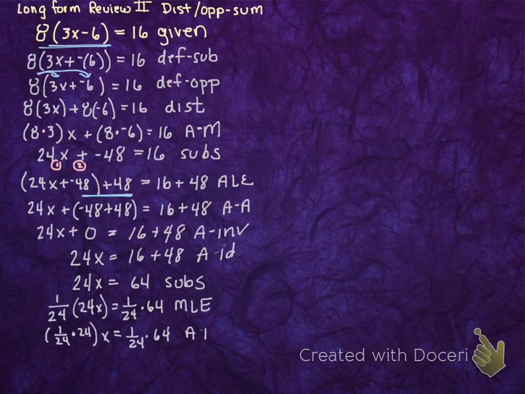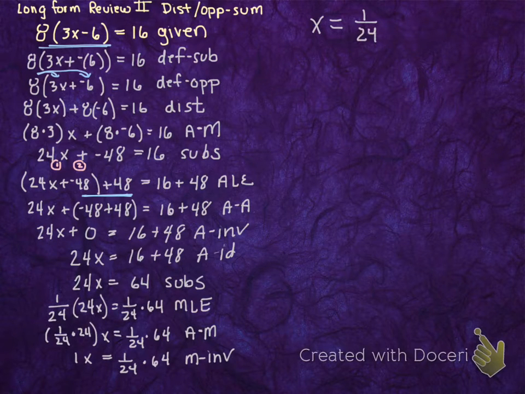And that is associative of multiplication. That's going to be 1x is equal to 1/24 times 64, and that is multiplicative inverse. I'm just going to come to the top of the page here. And so I end up having that 1x is just going to be x, and that's 1/24 times 64, and that is multiplicative identity. I can drop that 1.